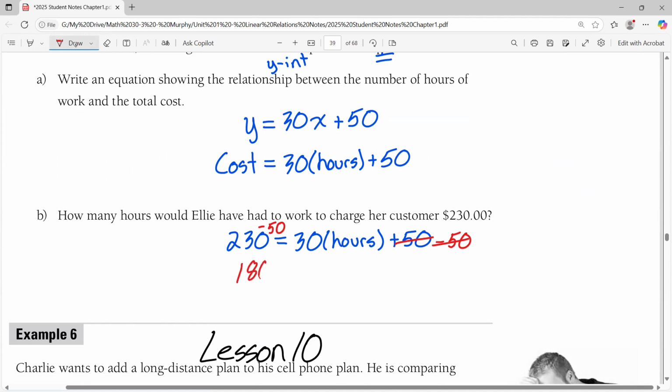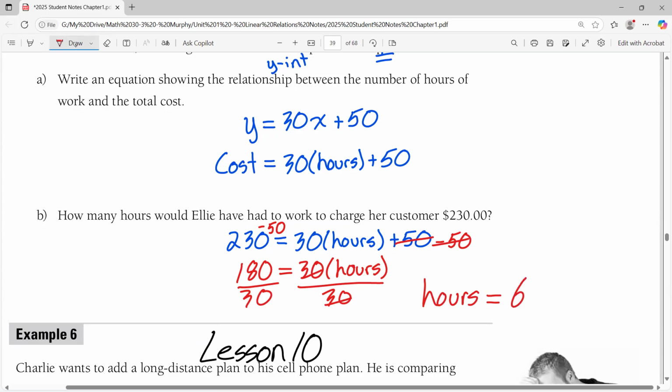So this turns into 180. Then you have 30 times hours. Okay. So divide by 30. How many hours? 180 divided by 30 is 6. And that is the end of lesson 9, part 2.